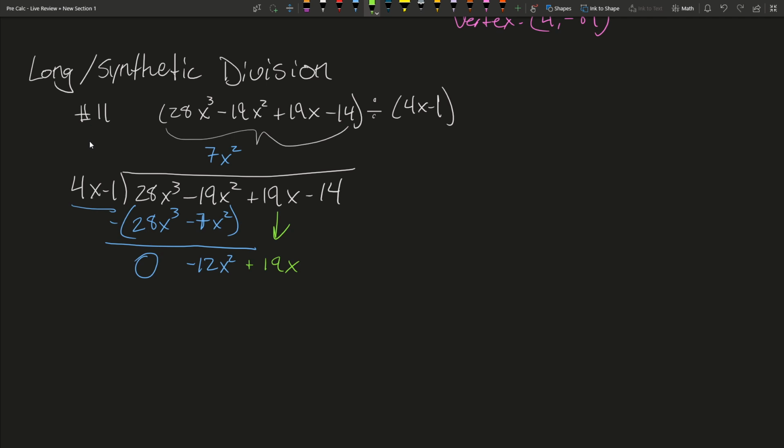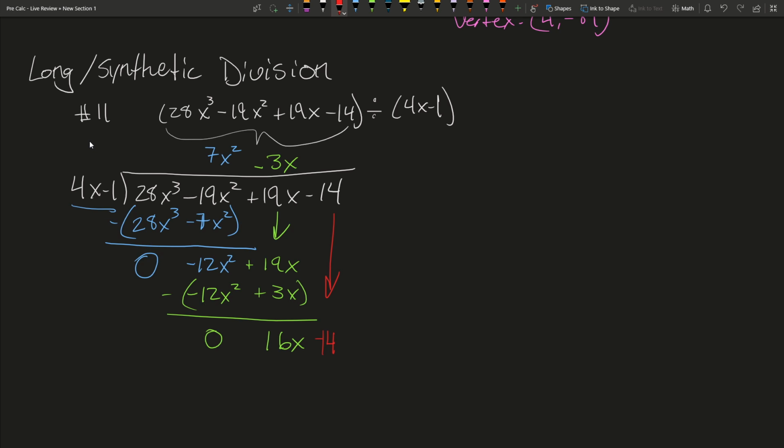So then we're asking ourselves, how many times does 4x go into negative 12x squared? Answer to that would be negative 3x. When you multiply negative 3x by 4x minus 1, you get negative 12x squared plus 3x. Then we subtract those things. So negative 12x squared minus negative 12x squared gives us 0, and 19x minus 3x gives us 16x. Then we bring down the next value. And again, just rinse and repeat that.